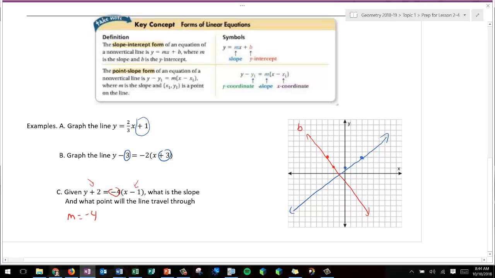So remember, looking up here, it's y minus y1, so we have to flip that sign. So that's a -2 for my y-coordinate. And it's x minus x1, so that's going to be a normal one. We're going to flip the signs on what was in there. So it's a slope of -4, and it passes through the point (1, -2).